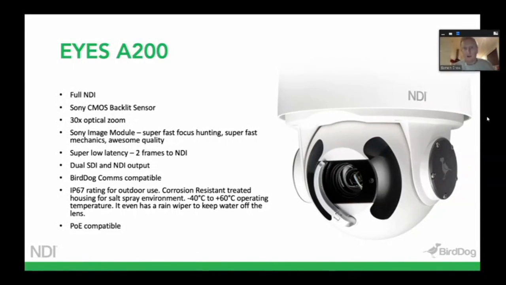There's all kinds of applications for the A200. Again, it uses the same Sony CMOS backlit sensor in the same image module as the P200, so you can expect really, really high picture quality. And it's got a 30 times optical zoom. So again, really, really nice camera with lots of applications.